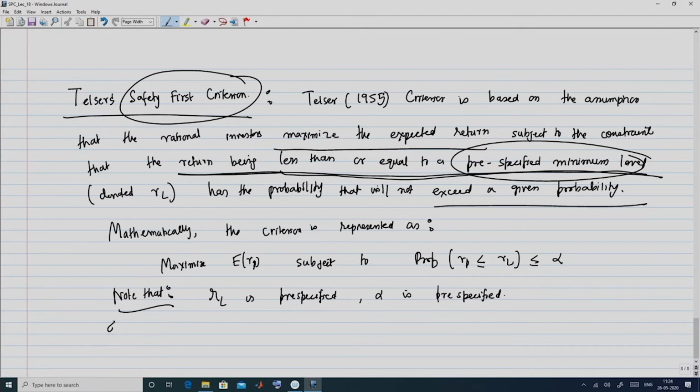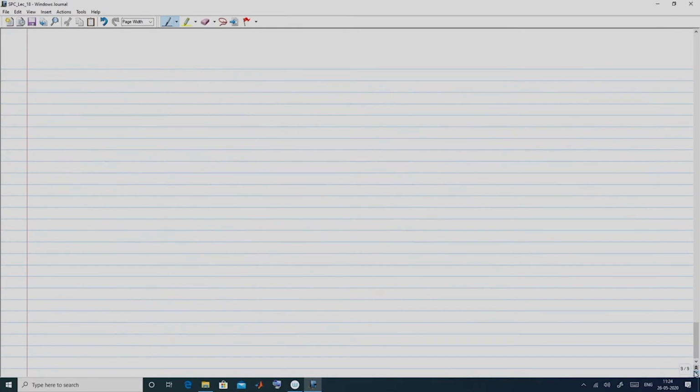Okay, now let us, as we have done in the other two cases, focus on a situation that if R follows a normal distribution, that RP, that means the return on the portfolio, follows a normal distribution, then what happens? So what do we need? The constraint is the probability that the return of the portfolio RP is less than or equal to RL, pre-specified, must be less than or equal to a pre-specified level alpha.